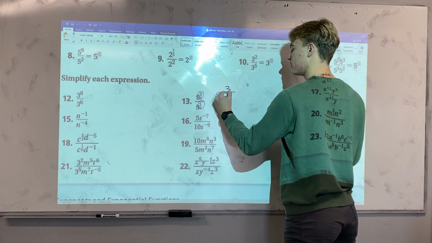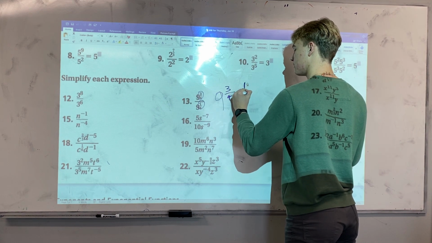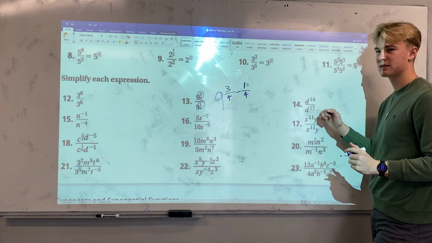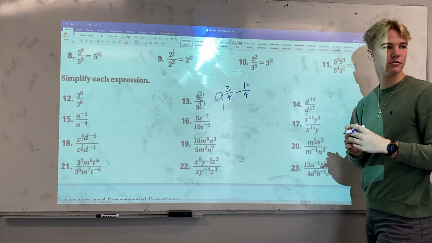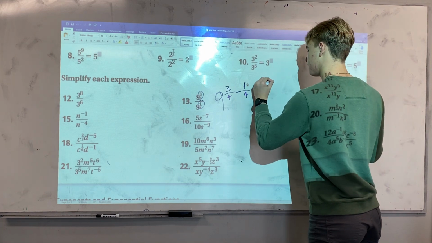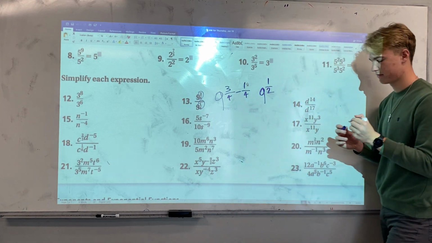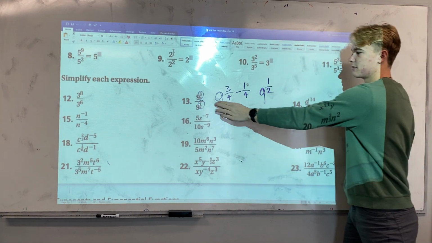So you have 9 to the 3/4 minus 1/4. What's 3/4 minus 1/4? 2/4, which simplifies to 1/2. So your answer is 9 to the 1/2. Remember, you're just subtracting the exponents.